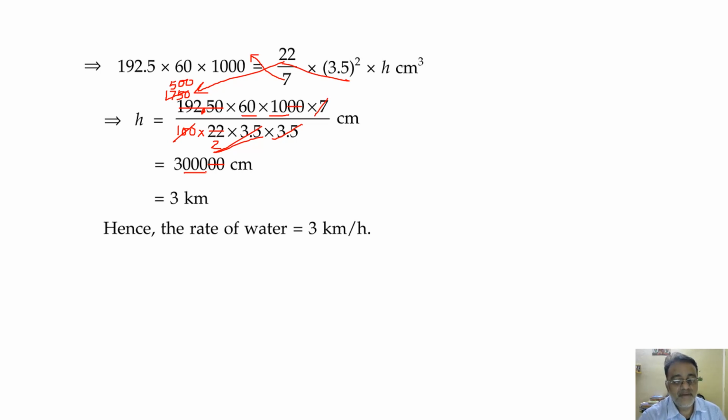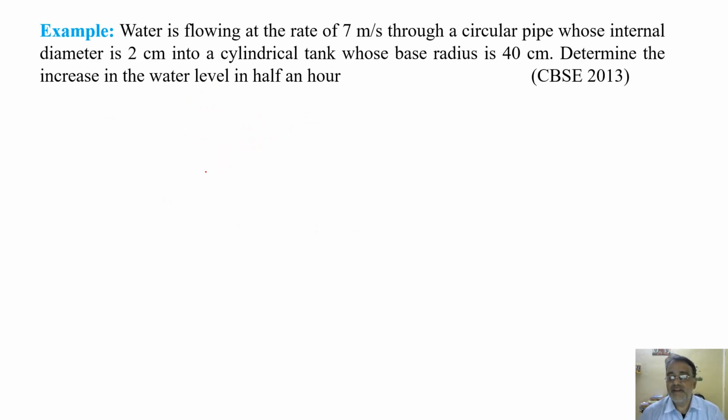Yes, sir. Okay. So now the next question, again CBSE 2013. Water is flowing at the rate of 7 meter per second through a circular pipe whose internal diameter is 2 centimeter into a cylindrical tank whose base radius is 40 centimeter. Determine the increase in the water level in half an hour. So time is given 30 minutes. That is half an hour.